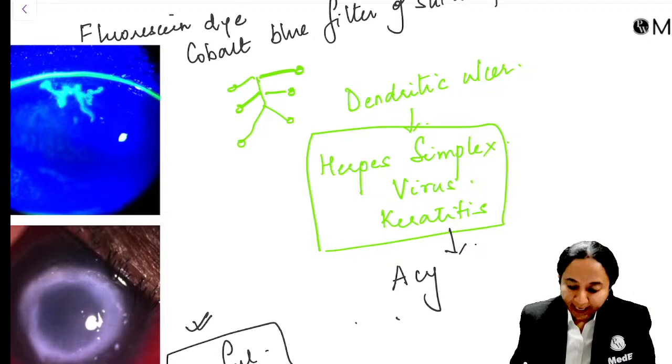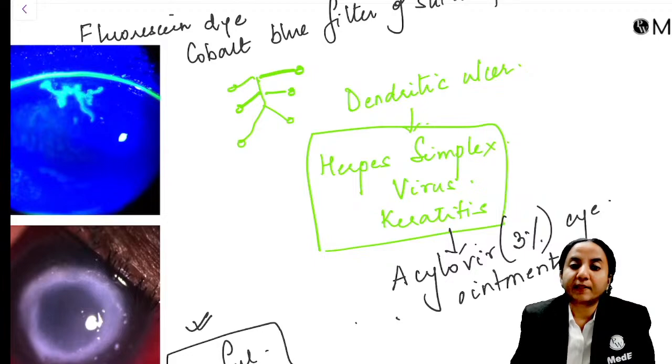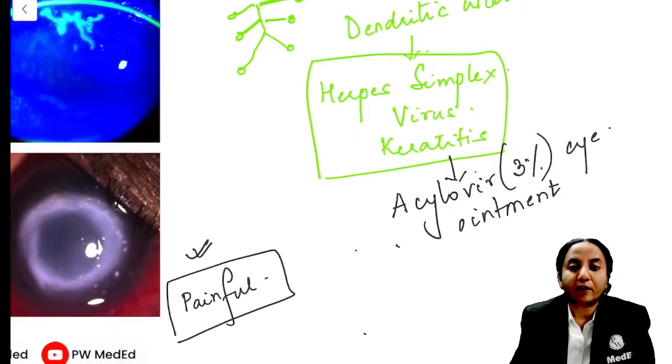Very good. It is acyclovir, but that is an incomplete answer. Acyclovir is given as 3% eye ointment. It is not oral, okay? So don't make a mistake. It is acyclovir 3% eye ointment. That is what is given for HSV dendritic ulcer.